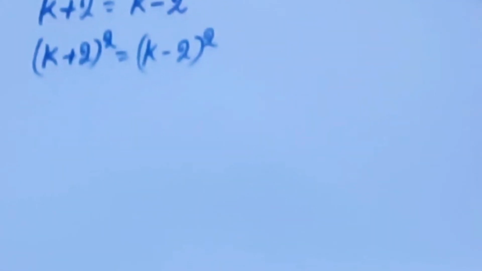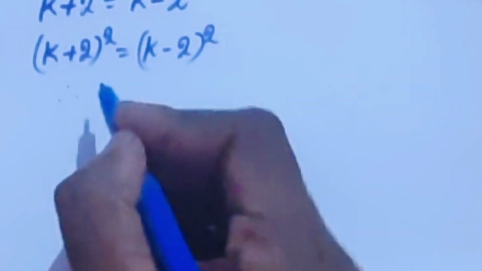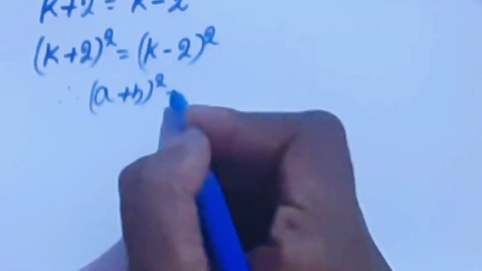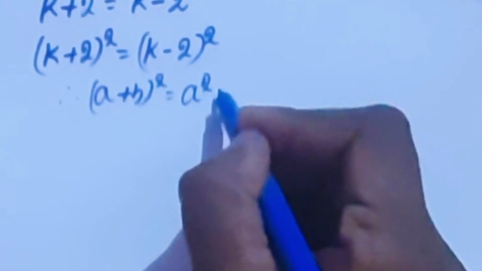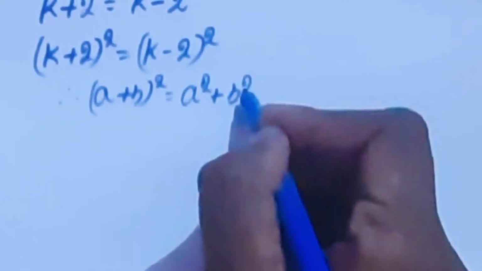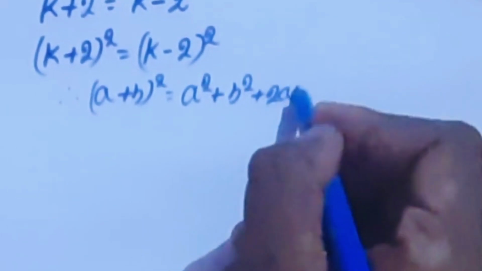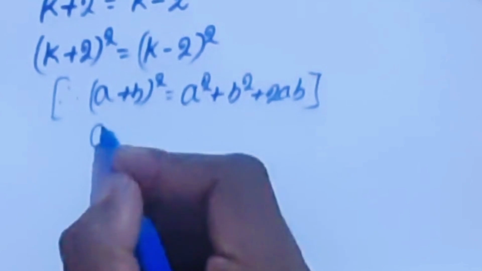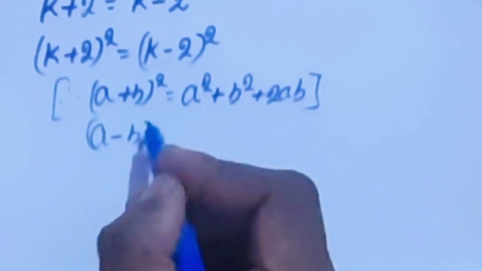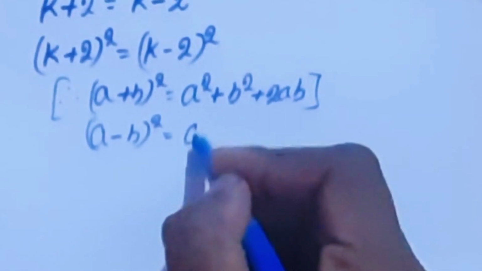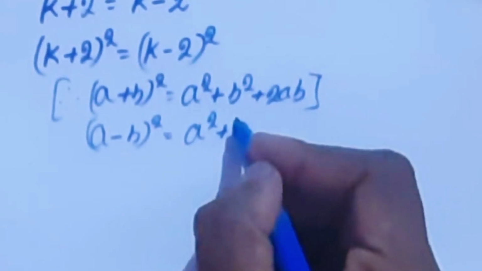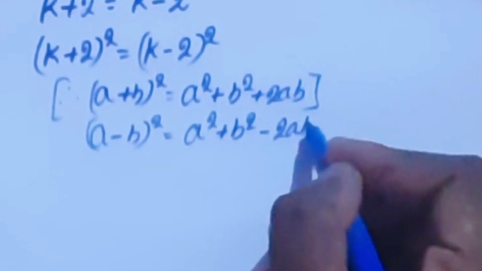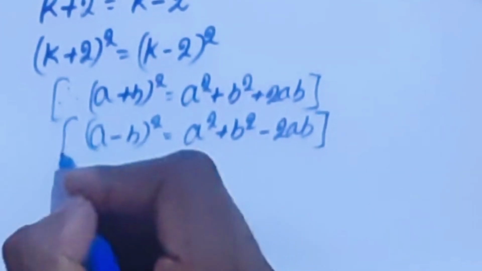Here we are going to apply this algebra formula: (a plus b) whole square equals a square plus b square plus 2ab. This algebra formula is for the left hand side. And (a minus b) whole square equals a square plus b square minus 2 times ab. This formula is for the right hand side.